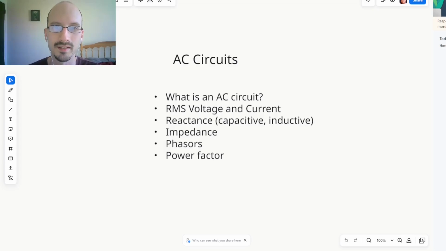Hi, I'm Chris, and today I'm going to be explaining AC circuits. What are they, and everything you need to know about them in a physics class.